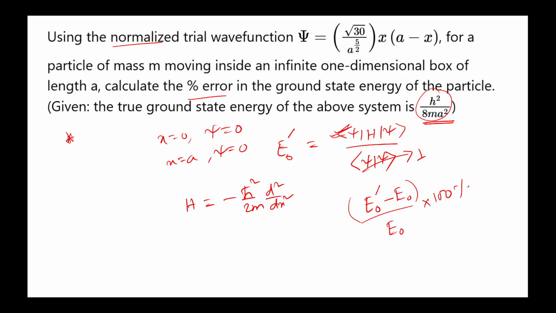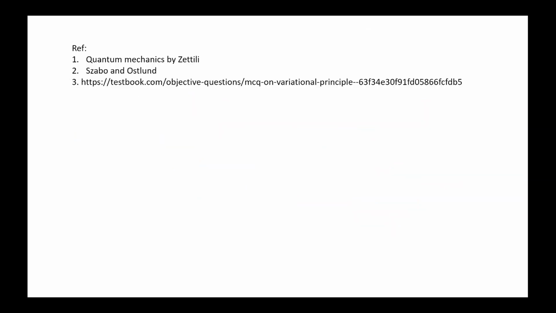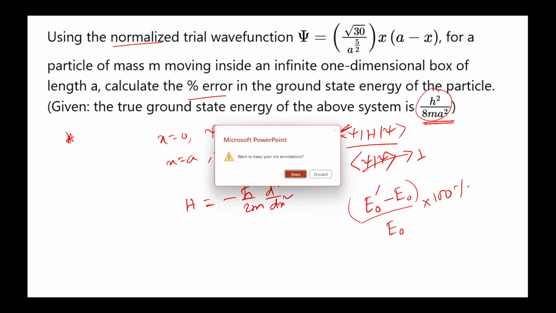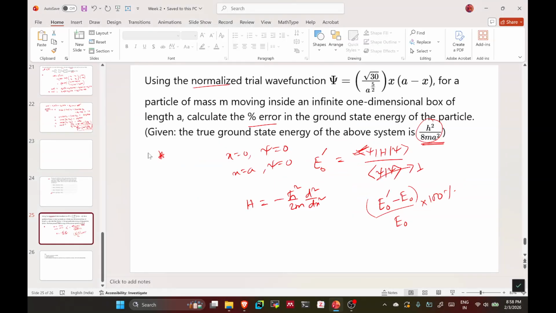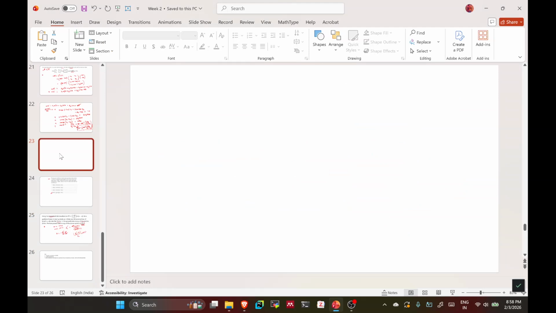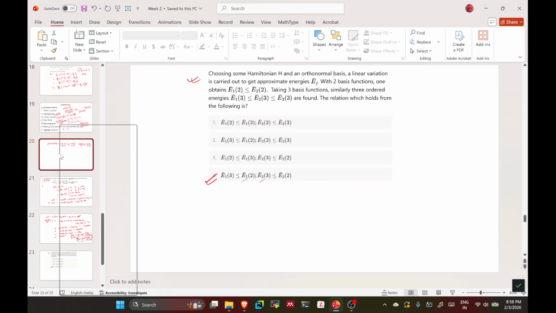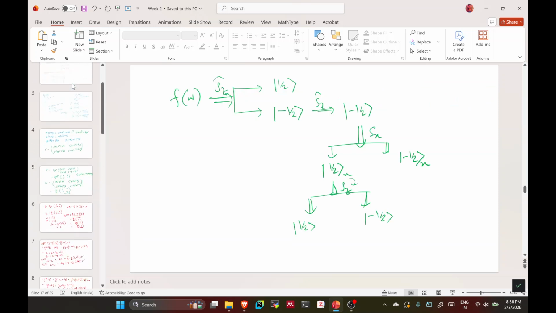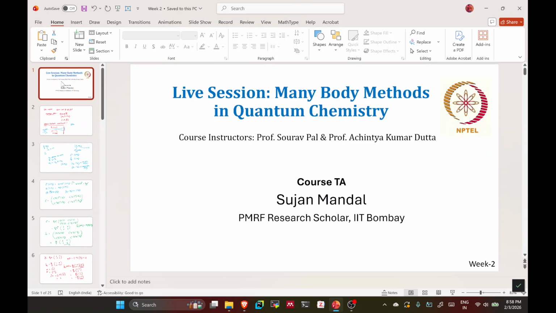So this is a very simple question, and this is the reference that I have taken. Okay, we'll conclude this session here. Does anyone have any doubt? Deeptanu, do you have any doubt regarding this week?